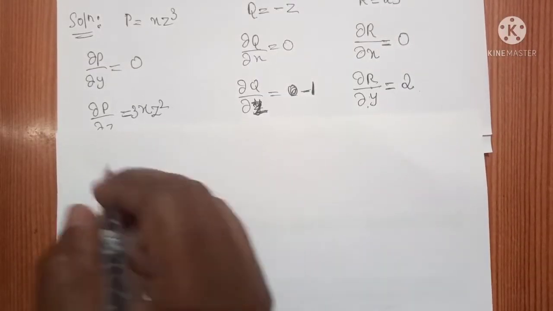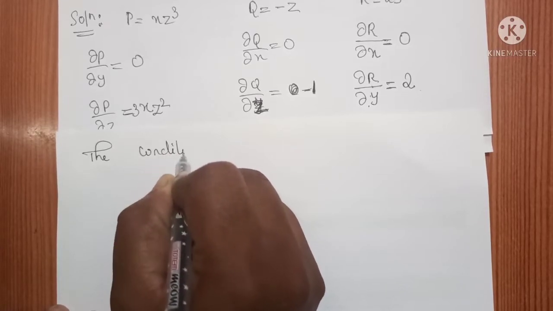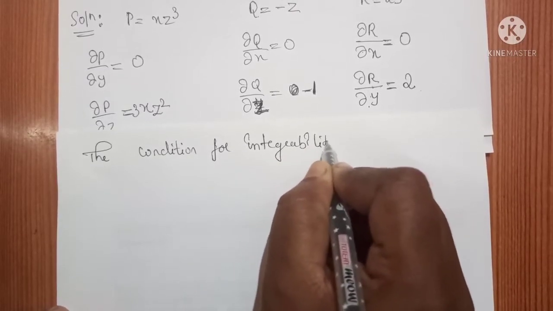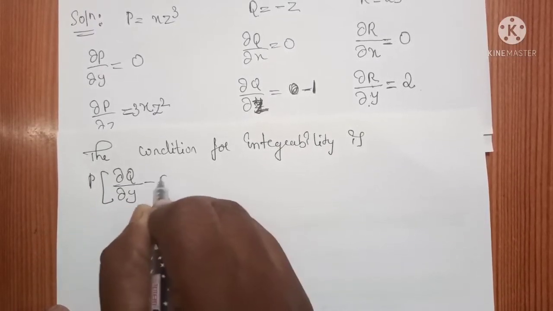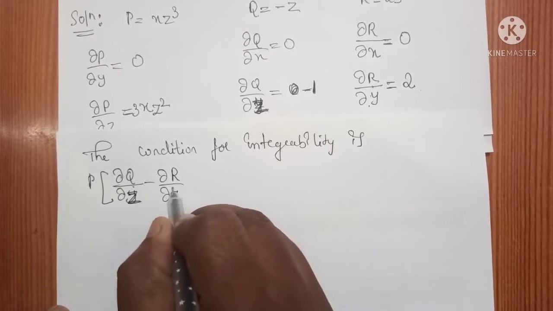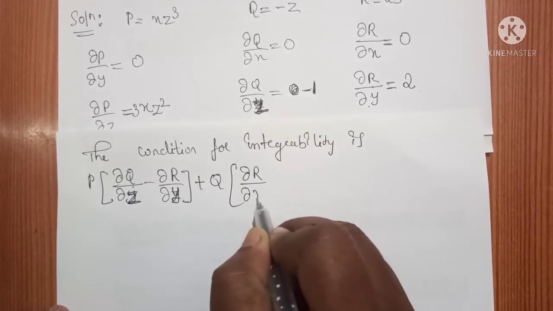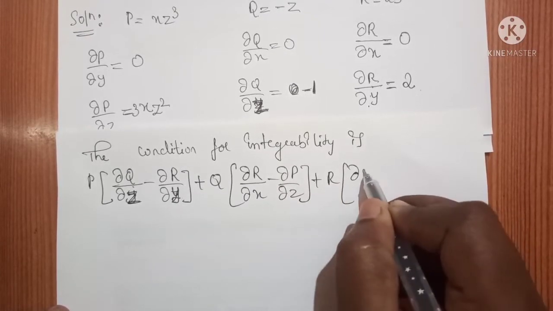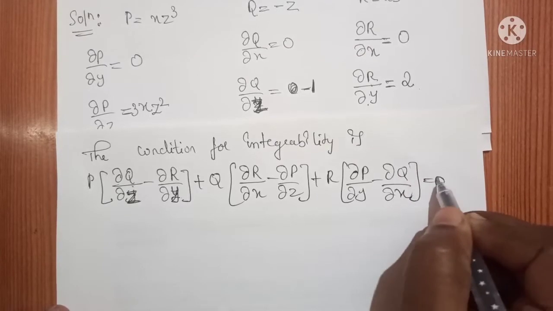For that we have to substitute all these values in the condition for integrability. The condition for integrability is P into (dou Q by dou y minus dou R by dou z, dou R by dou y), plus Q into (dou R by dou x minus dou P by dou z), plus R into (dou P by dou y minus dou Q by dou x) equals 0.